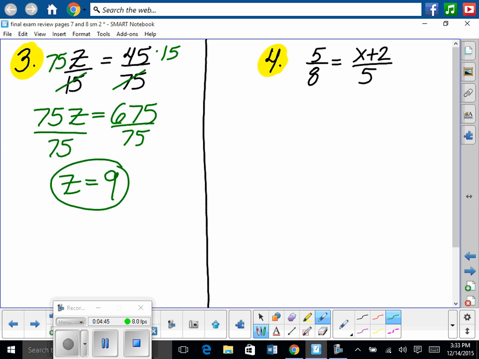And then the same thing here, we'll cross multiply. We do have to be a little bit more careful. 5's in the bottom, so I'm multiplying both sides by 5. It divides out over here. And multiply both sides by 8. Divides out over here. 5 times 5 is 25.